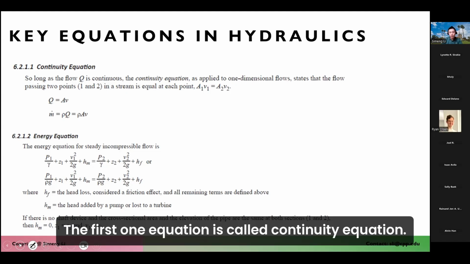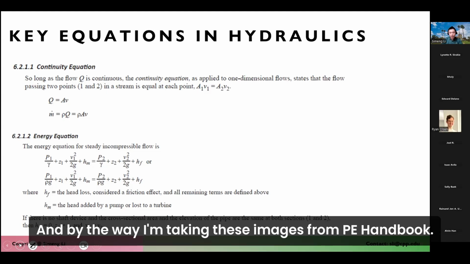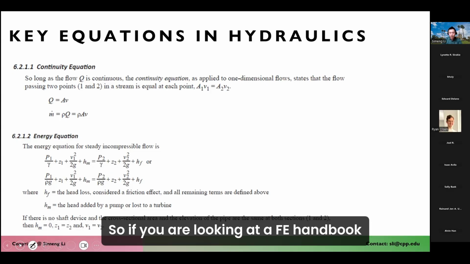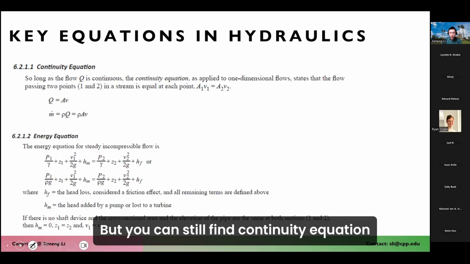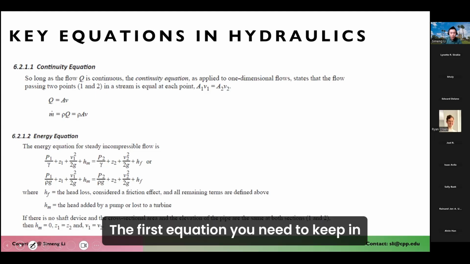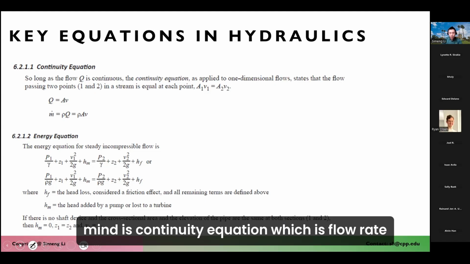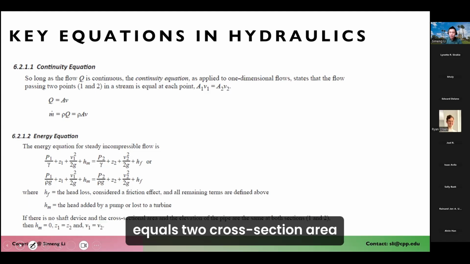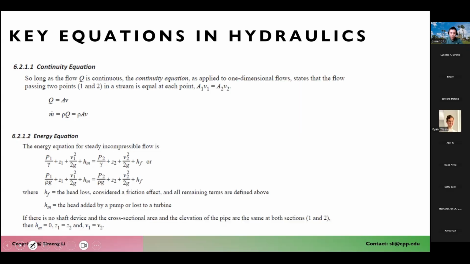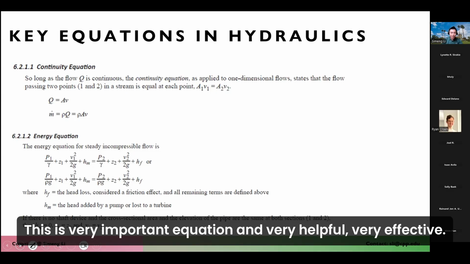The first equation is called the continuity equation. And by the way, I'm taking these images from the PE handbook. The PE handbook is different from the FE handbook. So if you are looking at an FE handbook, those section titles are different. Okay, but you can still find the continuity equation and energy equation in the FE handbook. The first equation you need to keep in mind is the continuity equation, which is flow rate equals cross-section area multiplied by the velocity of the flow. This is a very important equation, very helpful, very effective.